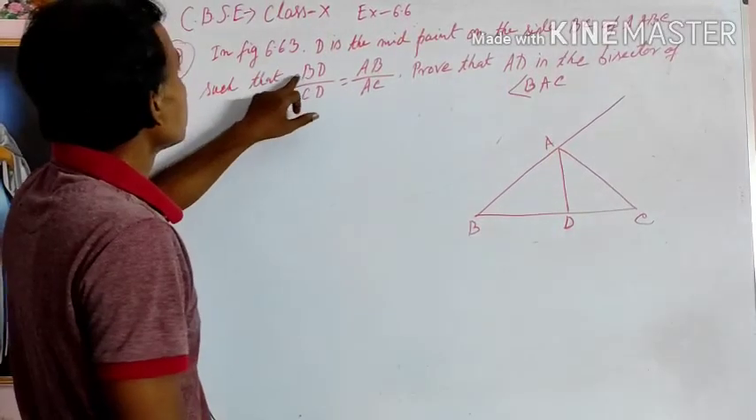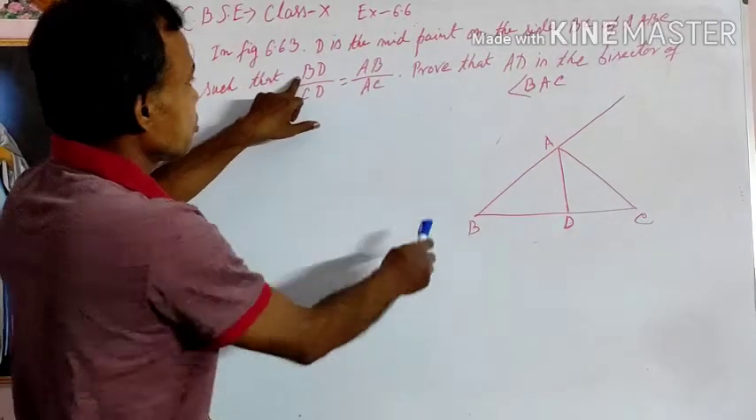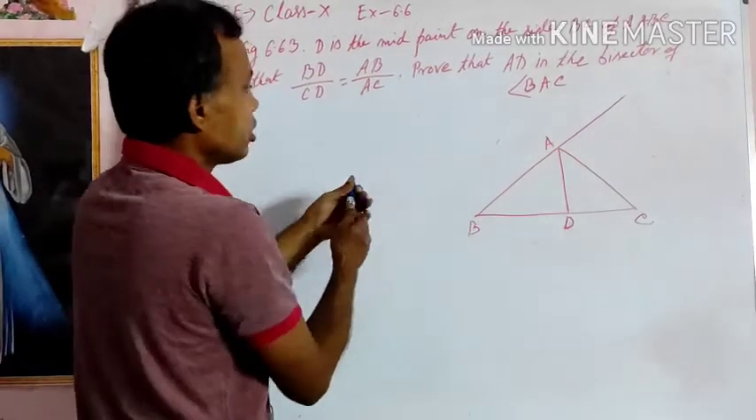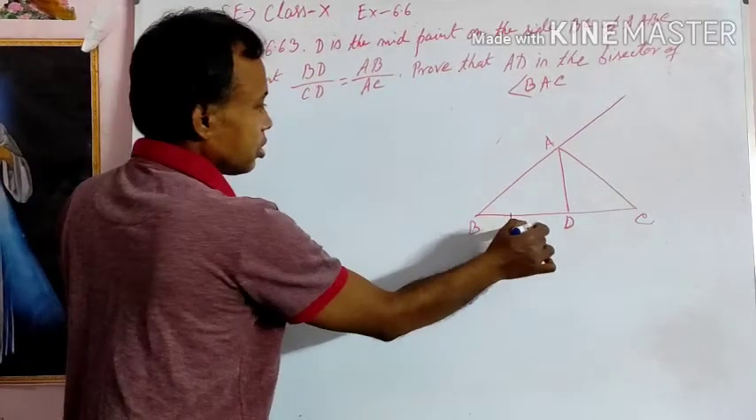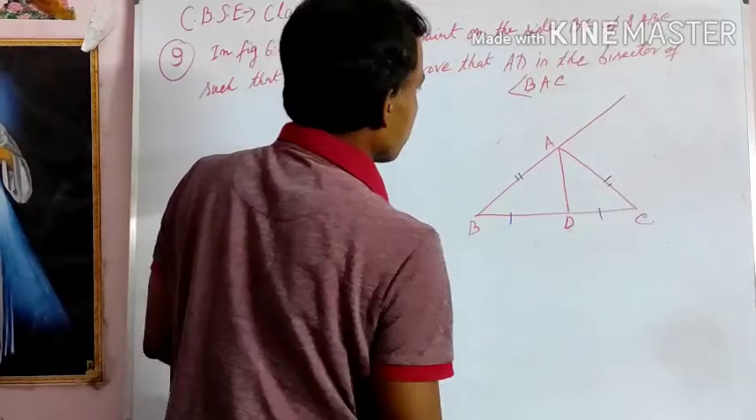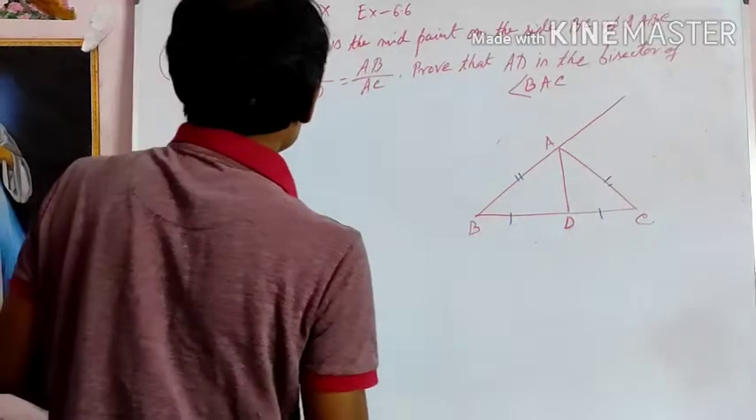Such that BD by CD is equal to AB by AC. This is given. So let us prove it.